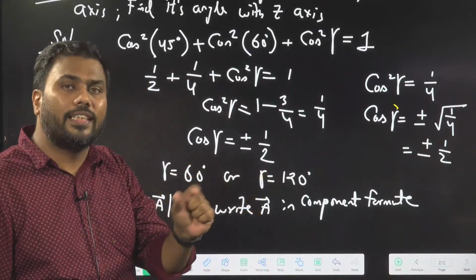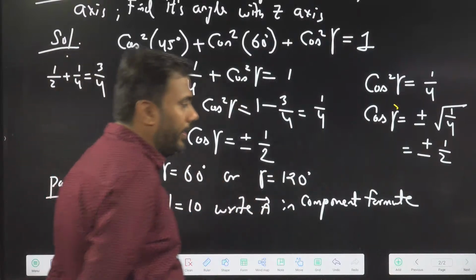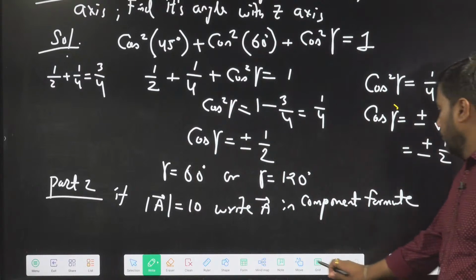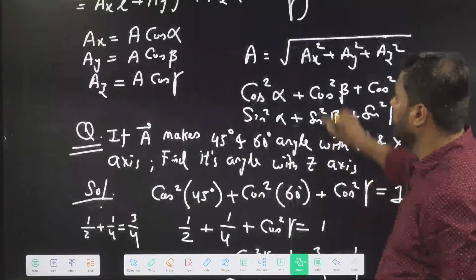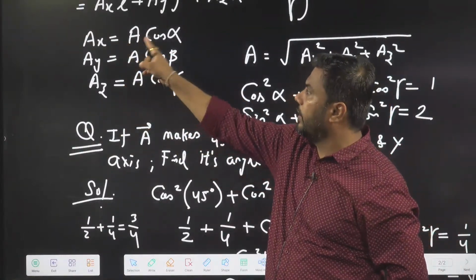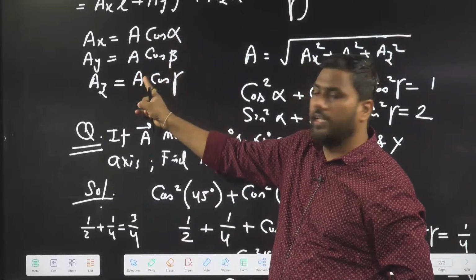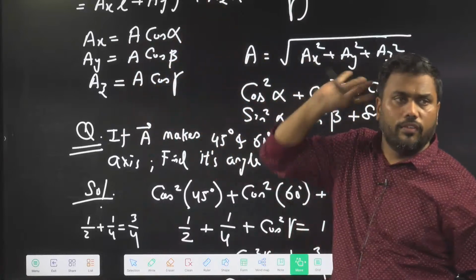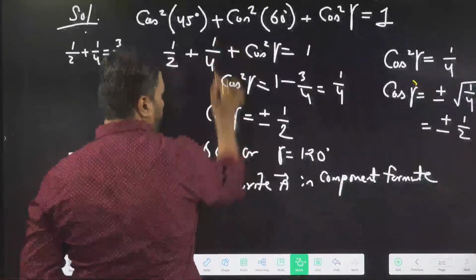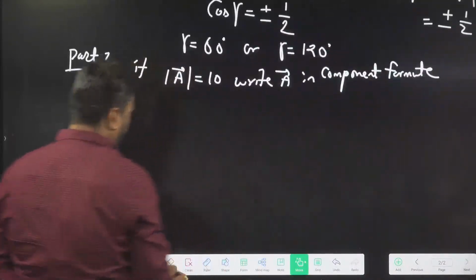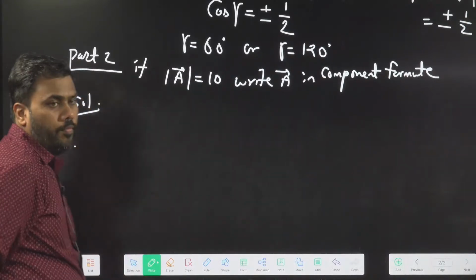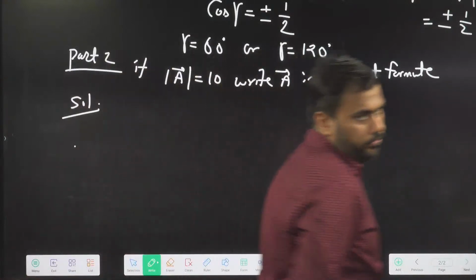That means Ax, Ay, Az. Find Ax, Ay, Az. How will you find that? Remember this: Ax, Ay, Az are nothing but length of vector into cos alpha, length of vector into cos beta, length of vector into cos gamma. And we know alpha, beta, gamma. Just use this. So it's a very easy question.